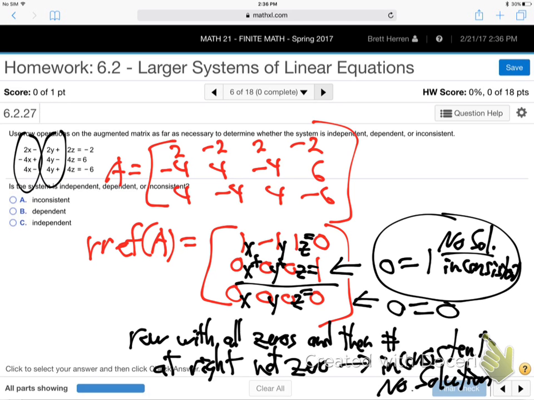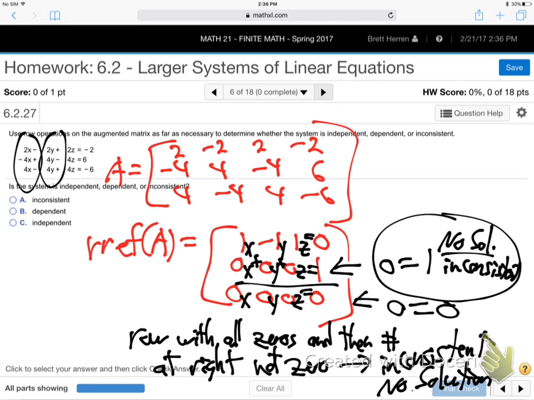So that takes precedence over the infinite solution thing. So basically, if you have zeros all the way across and you don't have something like this, then it's infinite solutions. But if you have all zeros and a number, that's no solution, inconsistent. Does that make sense?